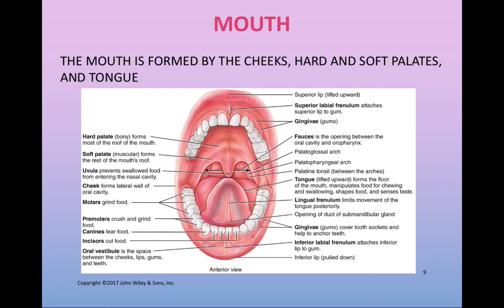The hard palate and the soft palate form the roof of the mouth, and the cheeks form the lateral walls of the mouth. The tongue will form the floor of the mouth, but is also very necessary for the manipulation of food, sensing taste, and for swallowing. Aside from the teeth and the tongue, we want to give most of our focus to the salivary glands that can be found in the mouth.